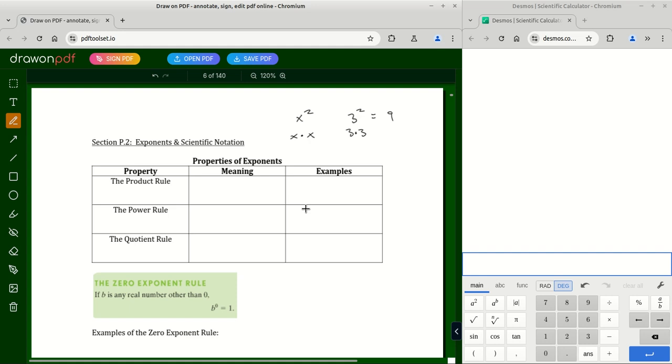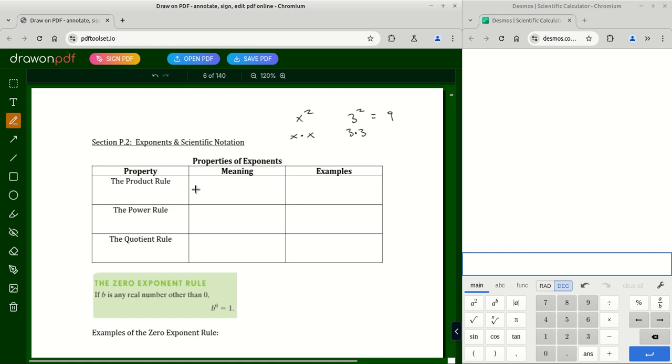But what we're really wanting to do are the properties of them. And how do you manipulate them? How do you simplify them? So, product rule. I'm going to give you what the formula is here, and then it says example. I'll just do something with 2s and 3s, so you can see what's going on.